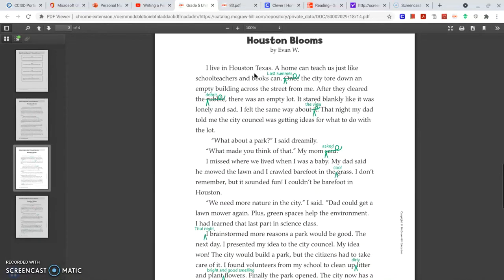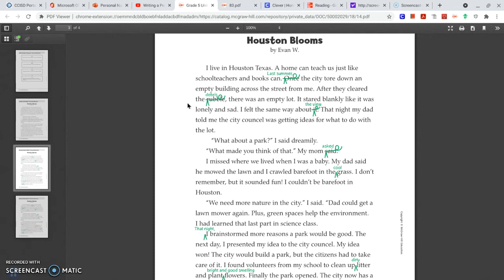I live in Houston, Texas. A home can teach us like school teachers and books can. Once the city tore down an empty building across the street from me, look how he used his editing proofreader's marks to take out once, and he used a caret, and he's showing that he put in last summer. He changed that to a transition word at the beginning of a sentence for better sentence fluency. It's also a lot more specific.